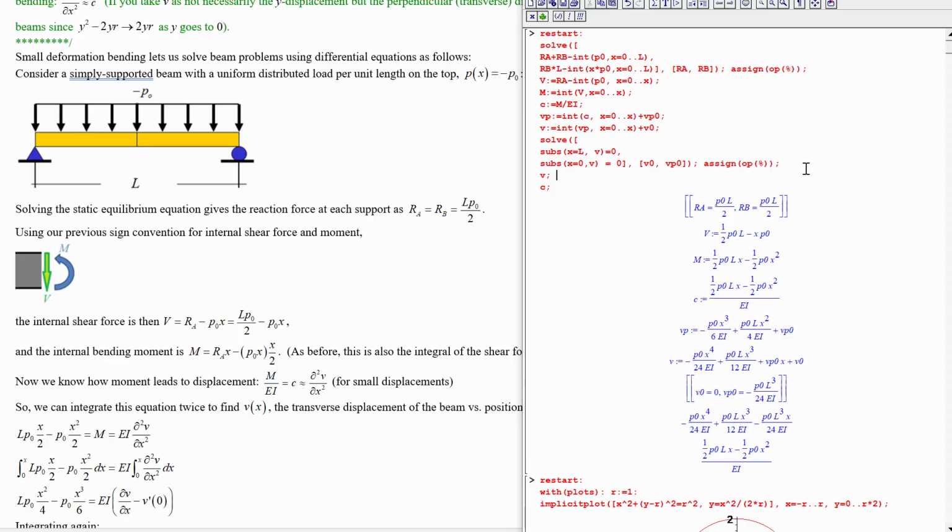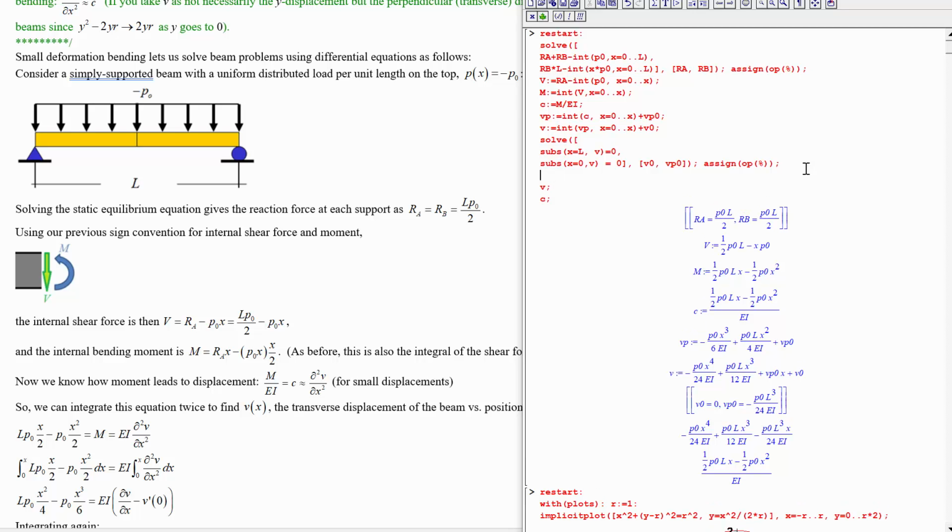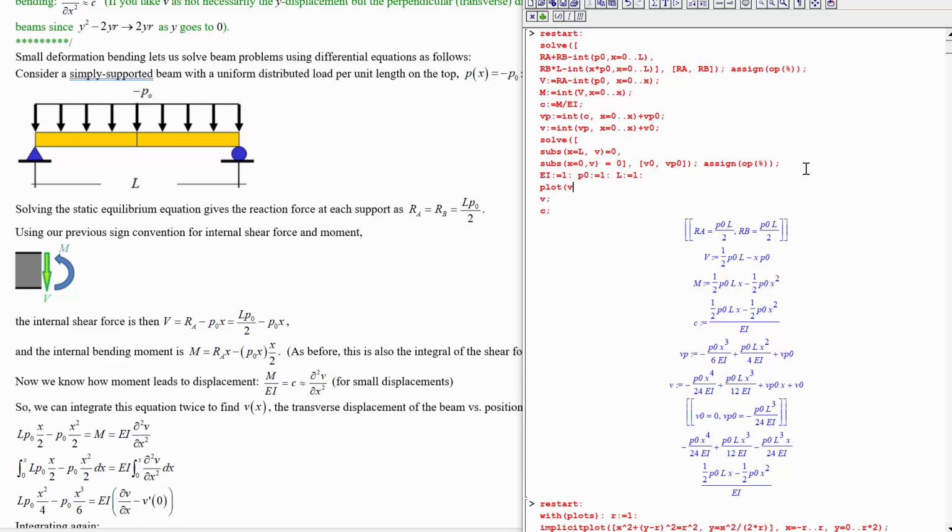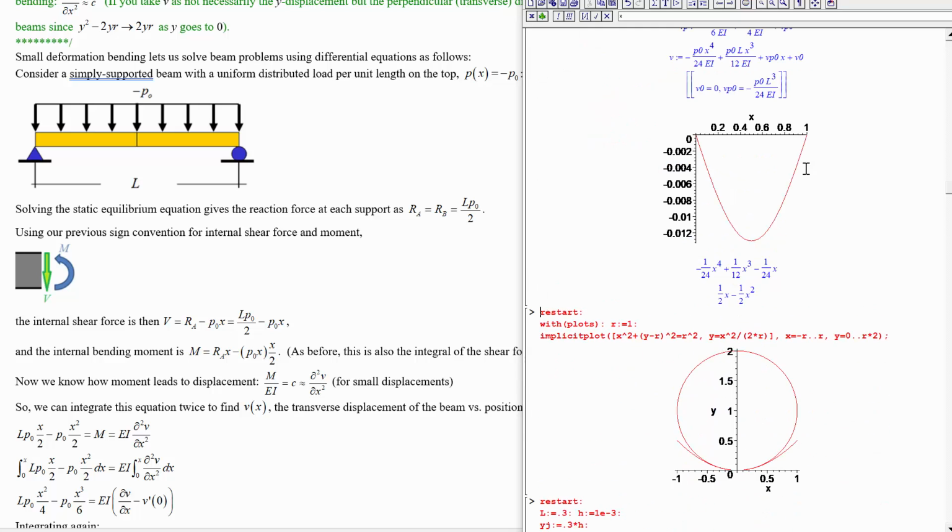So let's see what this looks like by assuming some values for EI. Let's just take EI equal to 1, P naught equal to 1, and is that all we need to assign? L. L is also equal to 1. Why not? And now we'll plot V from x is 0 to L. Let's see. Okay, so it looks kind of parabolic, right?